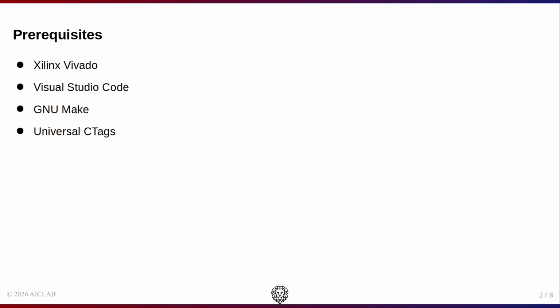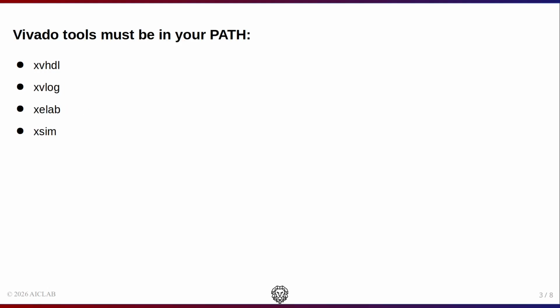Before using this workflow, make sure these tools are installed: Xilinx Vivado, VS Code, GNU Make, and Universal Ctags. Vivado tools must be in your path, including xvhdl, xvlog, xelab, and xsim. These are included in the Vivado installation. In this project, the Makefile checks the toolchain before the compilation starts.